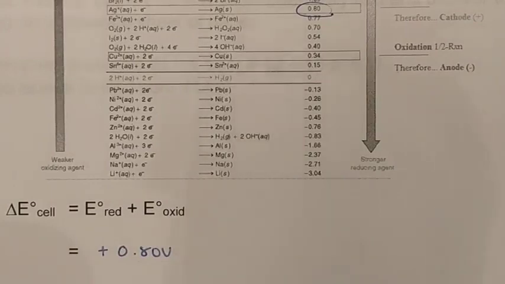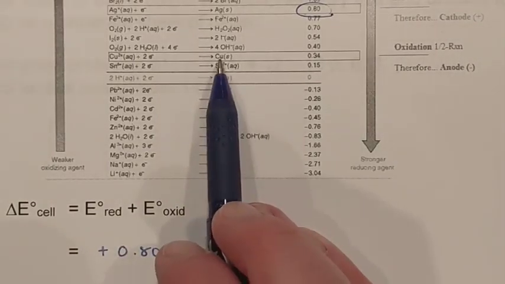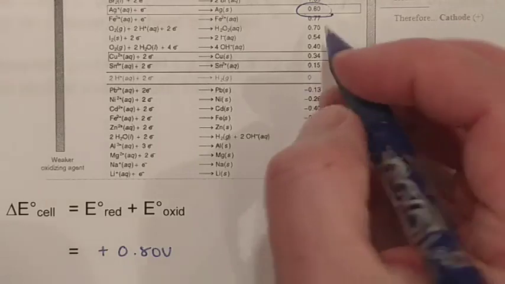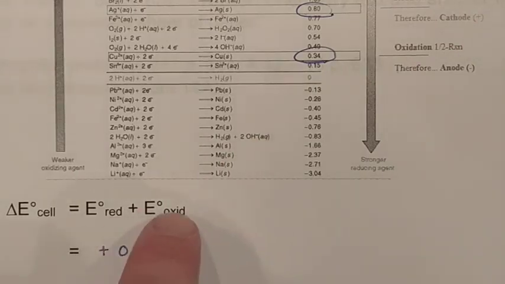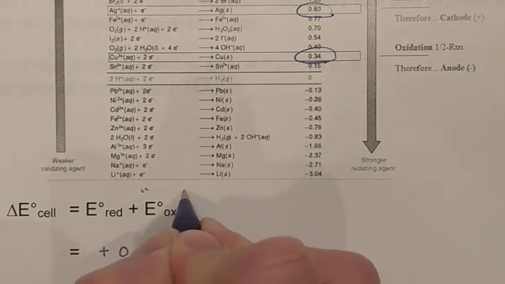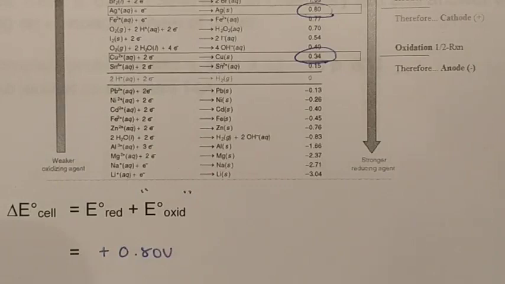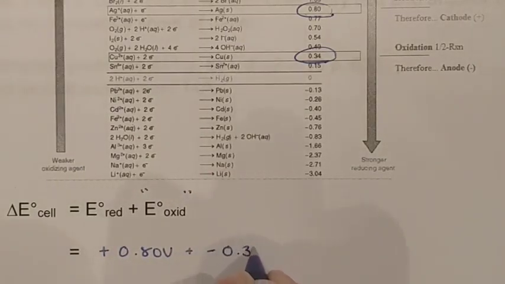When we take a look at our copper, copper was the one that ended up being oxidized. It was lower on the table, and so you can see its reduction potential here is positive 0.34. But if we're going to do it this way, remember that you must sign flip your oxidation because it's a reduction table, and so this would be plus negative 0.34.